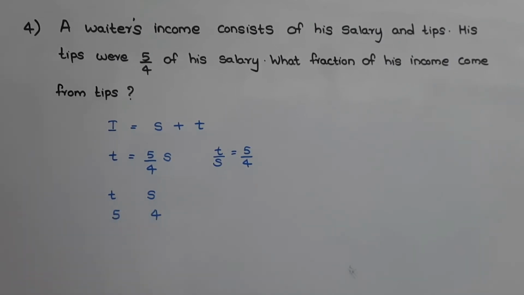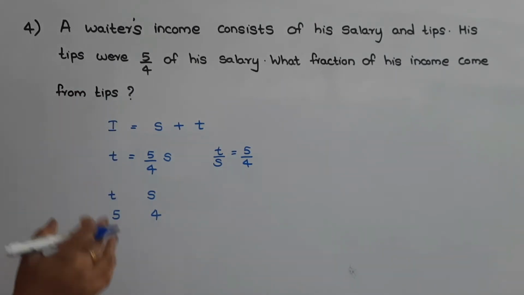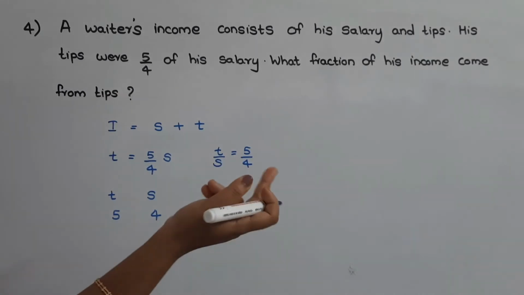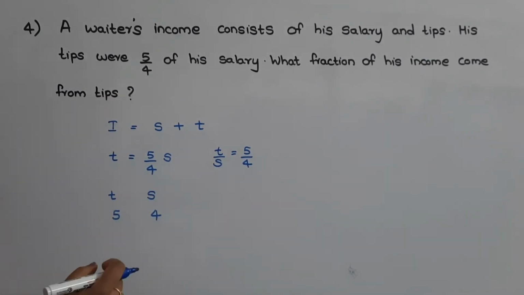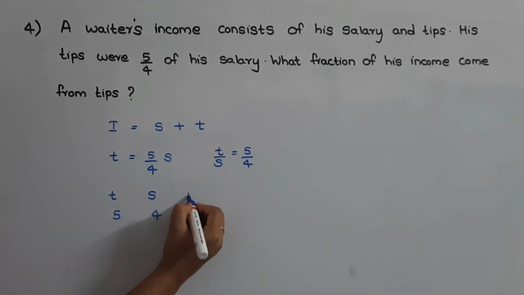Okay, so we need to find out the fraction of his income that comes from tips, which means we need to find out the ratio of the tips to the total income. So what is the ratio of tips to the total income? If the ratio of tips and salary is 5:4, then what will be the income?